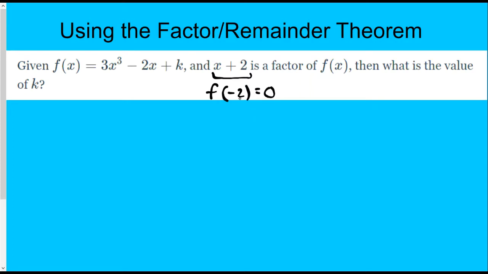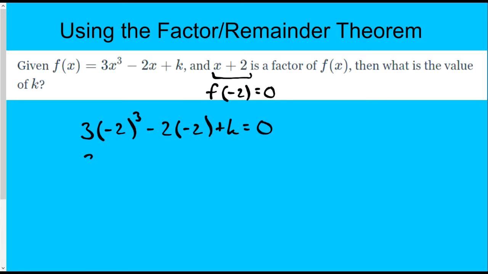All right, so if f of -2 must equal 0, then we can say that 3 times -2 cubed minus 2 times -2 plus k has to be equal to, you guessed it, 0, because this is the value of the function when x is -2, and we know that when x is -2, the value of the function equals 0. Haha. So, order of operations.